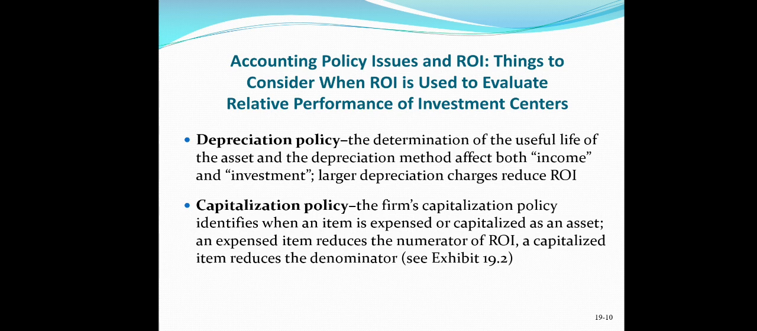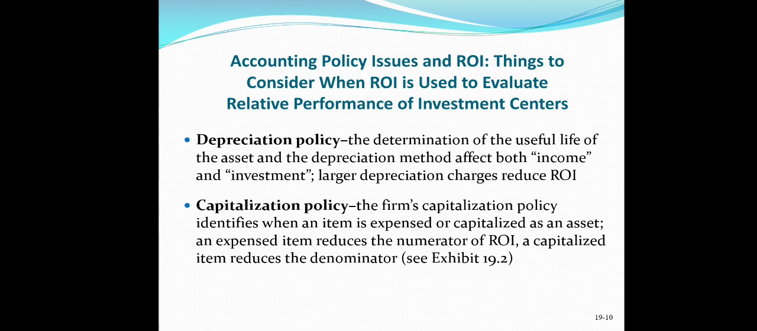These are the things that you have to be aware of when you use ROI to measure performance of a business segment or an organization. The first one, depreciation policy. The determination of the useful life of the asset and the depreciation method affect both income and investment. Larger depreciation charges reduce ROI. So when you calculate ROI, always remember the ROI can be affected by the depreciation policy. If the business uses the straight line method, the ROI will produce a different number. If the business is using the reducing balance method, then the ROI will be different. The ROI is affected by the depreciation policy.